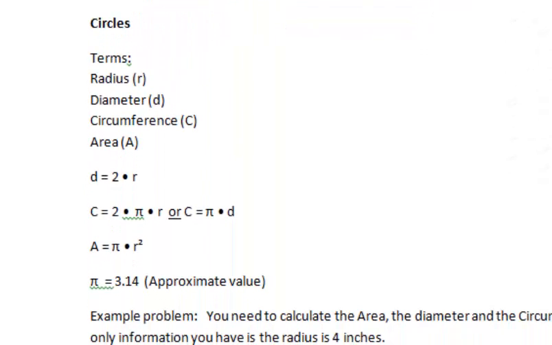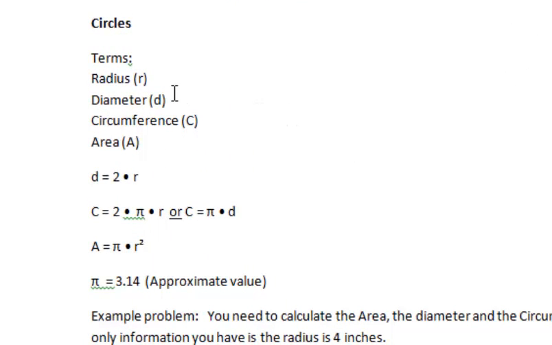So what I wanted to do here is point out a couple of terms that we're working with when dealing with circles. The radius is half the width of the circle and is notated by the lowercase r. The diameter is notated by the lowercase d, and that's the width of the circle. And then the circumference is the actual circumference of the circle, notated by the uppercase C. And the area is designated here as the uppercase A for these formulas down here.